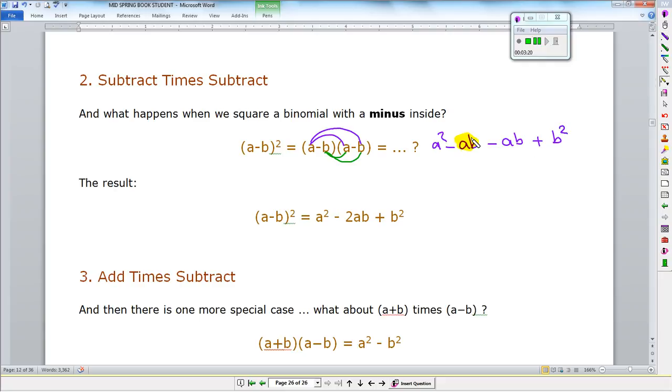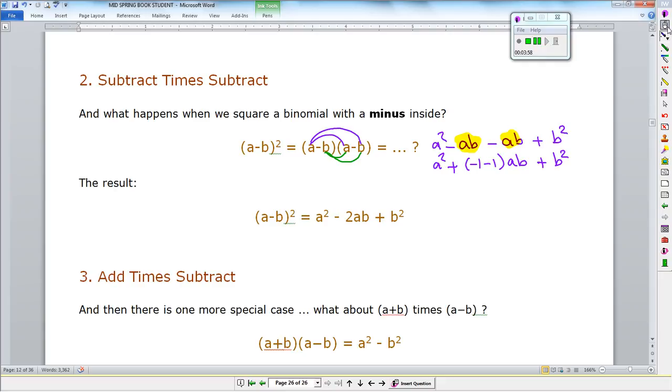So these two middle terms are like terms because they have the same variables a and b, but the coefficient is -1. So right here, you have a squared plus -1 plus -1 ab plus b squared. So that will give us a squared minus 2ab plus b squared. So that will be case number 2 when you square a binomial with a minus inside.